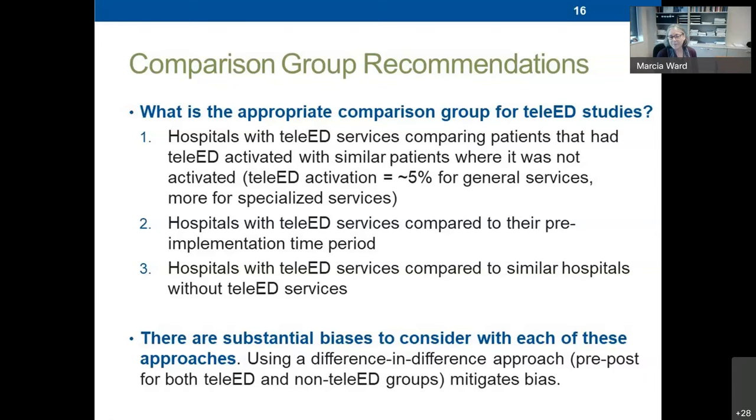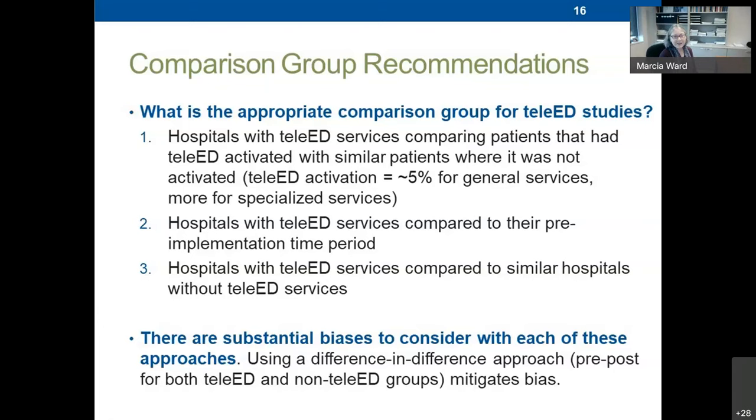And so if it was possible, doing a difference in difference approach where you have comparison settings and you also have pre and post in both your tele-ED and your non-tele-ED groups, statistically could be helpful, but practically is definitely a challenge. Next slide.